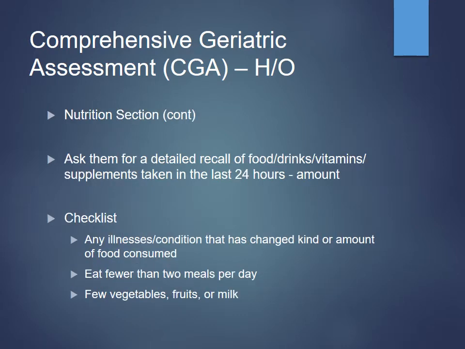So again, it's important to ask about the food that they're taking in and make sure they're getting enough fluid. If they're not getting enough fluid, what could happen? Dehydration, which could lead to hypotension, would be a good one, right? You could also see renal failure, orthostatic hypotension, and falls associated with that. So it's important to make sure they stay hydrated.